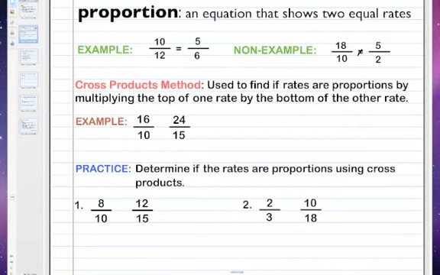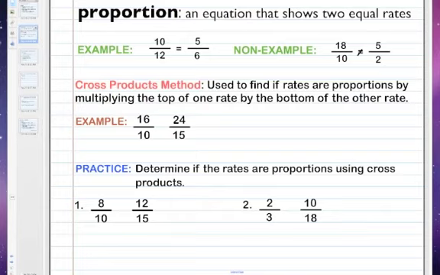First thing we need to understand is what is a proportion. A proportion is simply an equation that shows two equal rates. For example, 10 is to 12 as 5 is to 6. Those are equal to each other, so they are proportions. But if I have two rates like 18 is to 10 as 5 is to 2, those aren't equal to each other, therefore they're not proportions, or we'll call that not proportional.